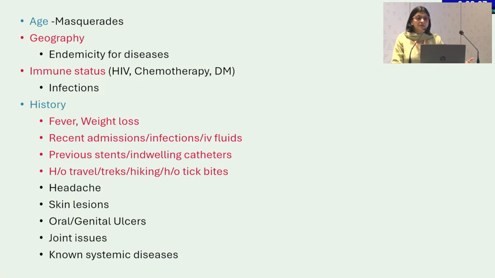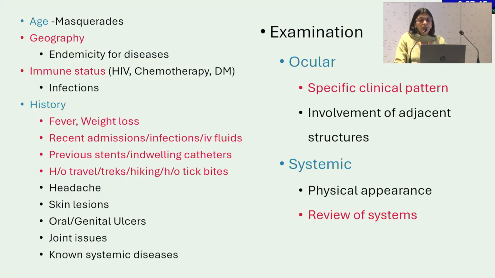Always inquire if there's a history of fever, weight loss, recent admissions, infections, IV fluids, previous stents, any indwelling catheters, any history of recent travel, treks, hiking, tick bites. They will give you a clue that you may be dealing with infections, while in non-infections you have more generalized systemic complaints. Examination actually reveals quite a bit, and you should look for specific clinical patterns. Sometimes involvement of adjacent structures will help, and reviewing the systems will also give you a good idea.